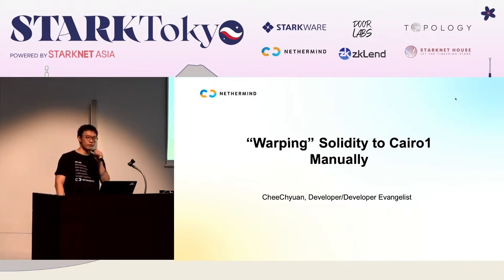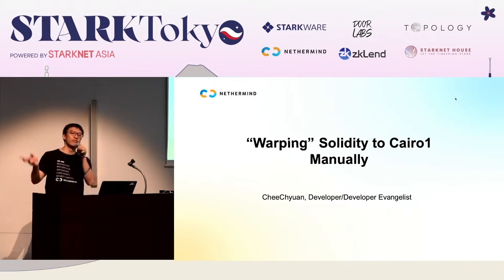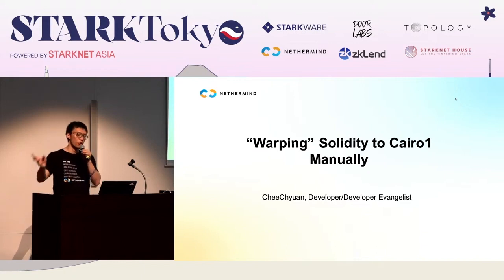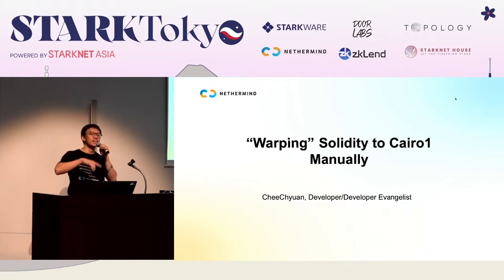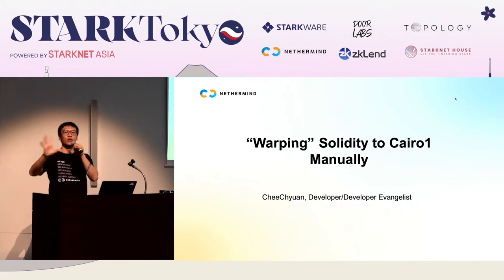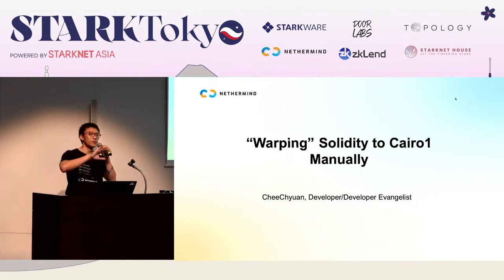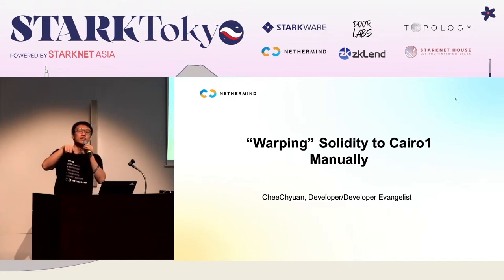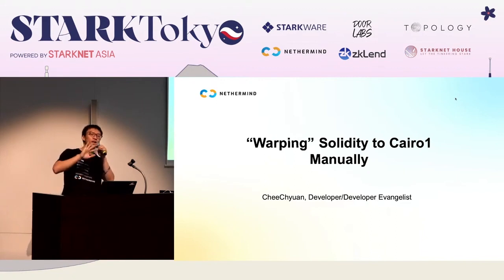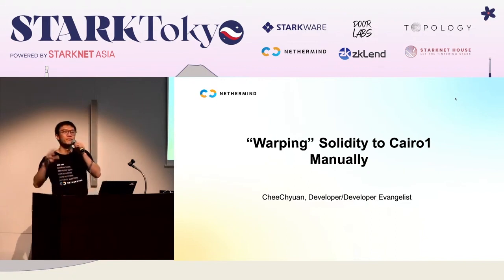Anyway, hi everyone, I'm Chi. I'm from Nethermind. I'm a developer and developer evangelist, and today I'm going to talk about warping Solidity to Cairo manually. Quick show of hands, how many of you are familiar with Solidity or Cairo1? I see a couple of hands. Okay, what about Solidity only? Not many hands. But how many of you think that Cairo1 is hard to pick up? A couple of hands as well.